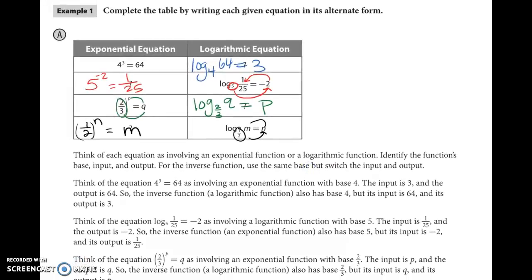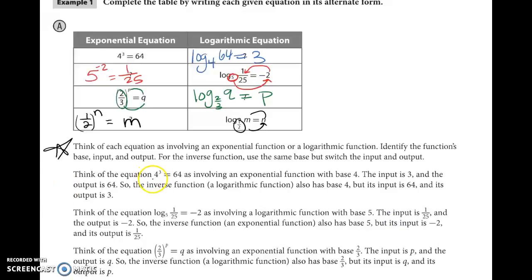So I'm going to go through parts of this. Think of each equation as involving an exponential function or a logarithmic function. Identify the function's base, input, and output. For the inverse function, use the same base but switch the input and the output. So this was the output and we switched it to the input. This was the input and we switched it to the output. So that's what it's talking about doing here. With inverses, you switch your x and y.